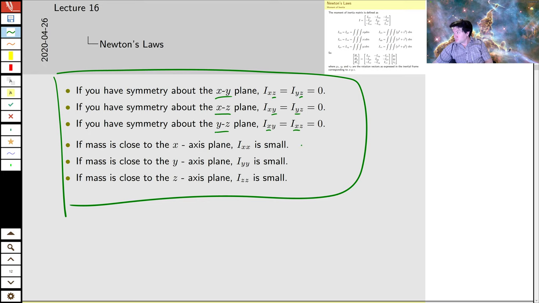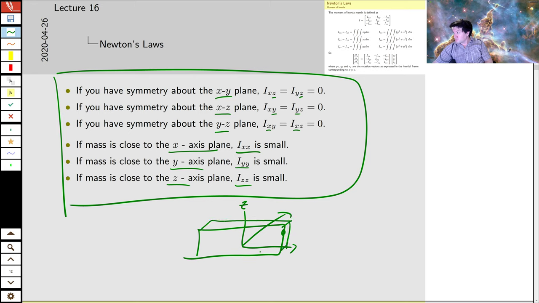Likewise, just the intuition I was trying to give you: if the mass is close to the x-axis, then the x principal moment is small. If the mass is close to the y-axis, Iy is small. If it's close to the z-axis, Iz is small. So you can get some feeling for the moment of inertia of something like this. It's going to be fairly substantial in the z, Iz, because there's lots of mass over here.